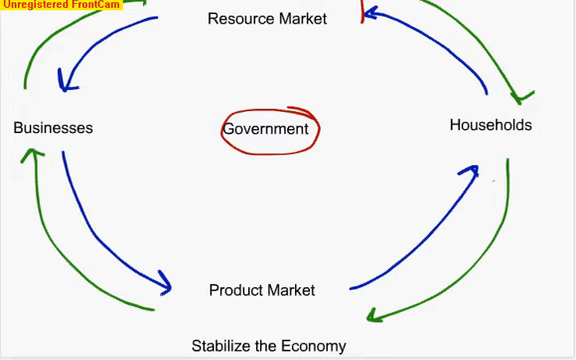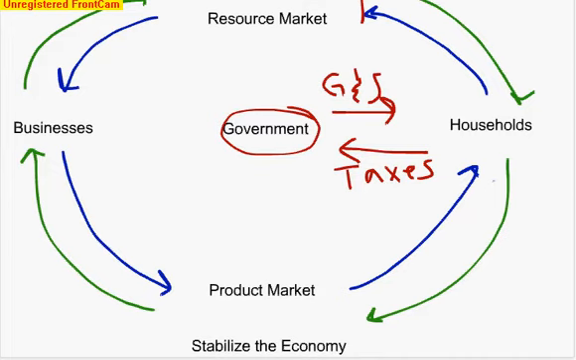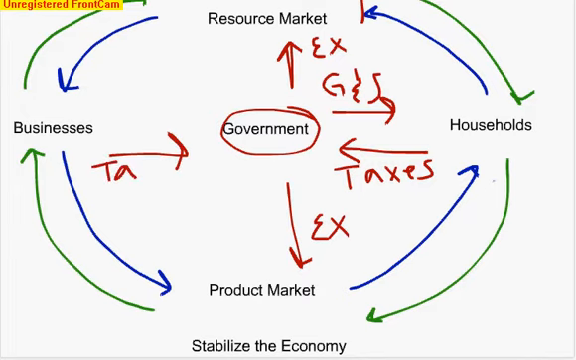So I'm going to go ahead and draw those in. Goods and services from the government to households. And then, of course, to fund these goods and services and the expenditures that the government gives to both the resource and the product market, the government needs everyone's favorite thing, taxes. So we also have it coming in from the business side, and then again we exchange that for goods and services.